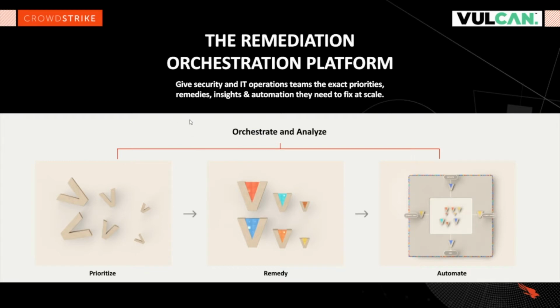The orchestration platform works in a way that unifies all the data into one place, automatically prioritizes it by the configuration made in the platform, provides remediation insights into what can be patched and how in the best way, and finally automates the process to do that at scale.